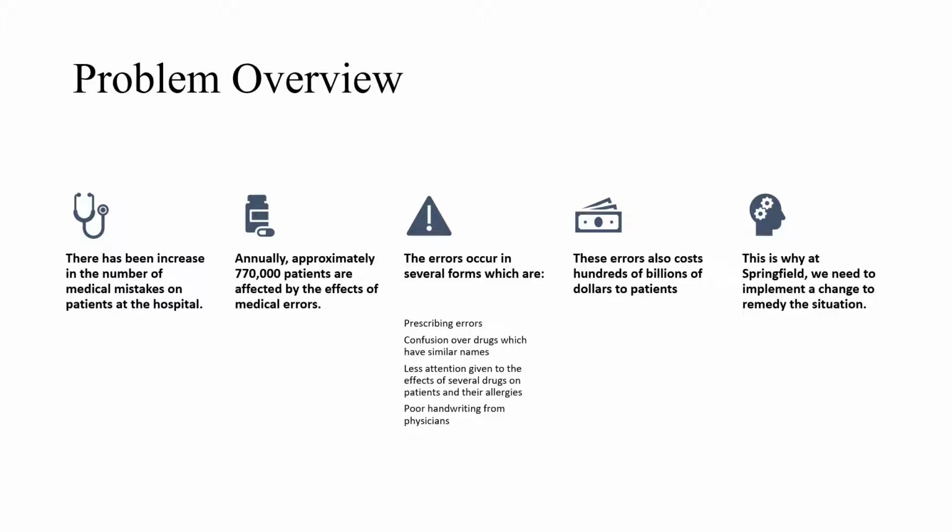These errors might come in different ways. It might be prescribing errors, confusion over drugs which have similar names, less attention given to the effects of several drugs on patients and their allergies, and sometimes it might be due to poor handwriting from the physicians. These errors also cost hundreds of billions of dollars to patients, so the error doesn't just limit itself to medical conditions, but it actually costs a lot of money to the patients. This is why at Springfield there is a need to implement a change in order to remedy the situation.